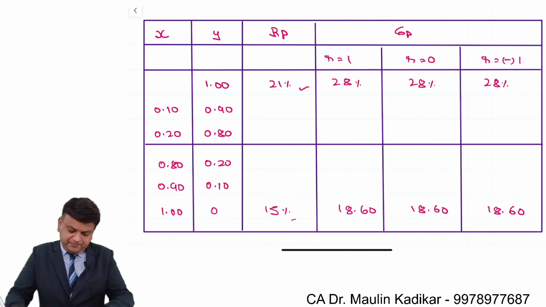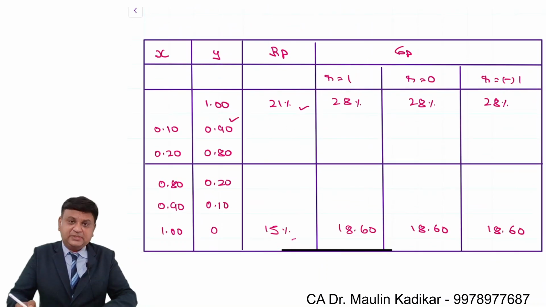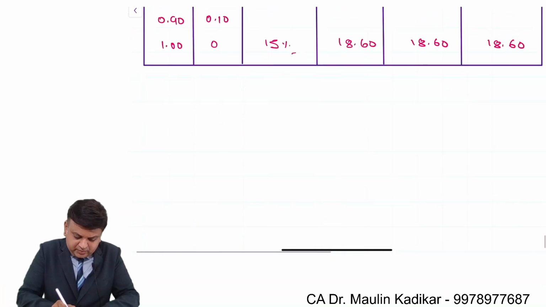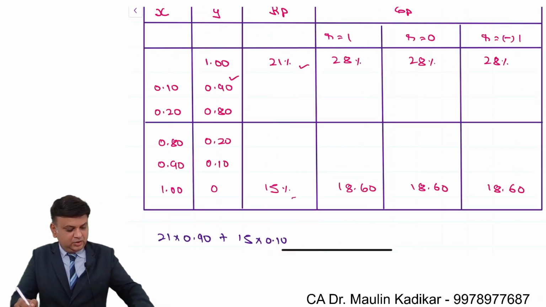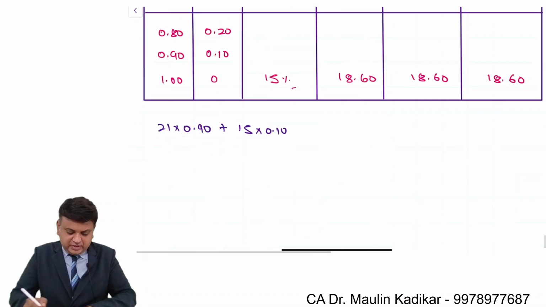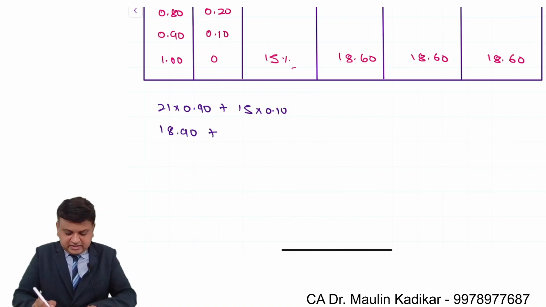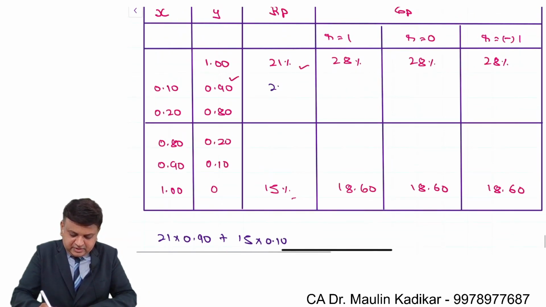Now proceeding further. Dear students, we understand that the return of the portfolio is a simple weighted average. So if you invest 90% in Y and 10% in X, then what will happen, dear students? 21 into 0.90 plus 15 into 0.10. So 21 into 0.9 comes to 18.9, plus 15 into 0.1 comes to 1.5. So the total of both of them comes to 20.4. So this will be 20.4%.